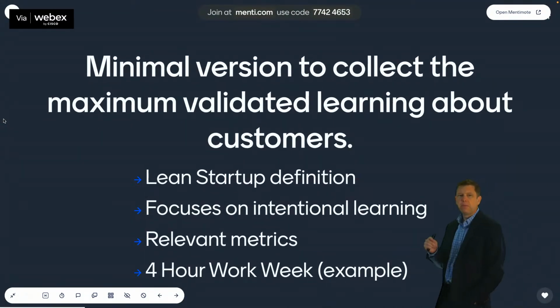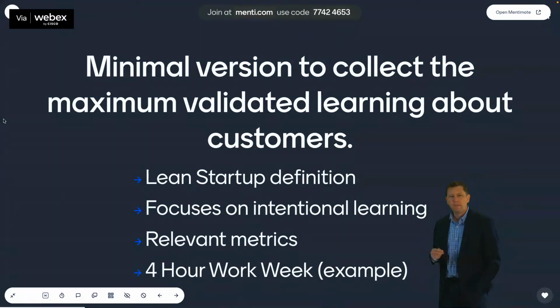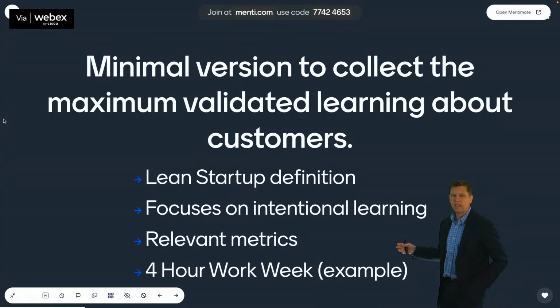So with the definition of minimal version to collect the maximum validated learning about customers, this is the lean startup definition. It focuses on intentional learning. Like, what's the smallest step we can take that will give us the most amount of validated learning so we know we're headed in the right direction? And once again, this means a situation where you're really focused on relevant metrics.